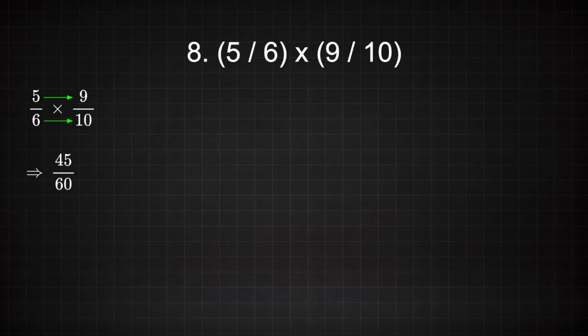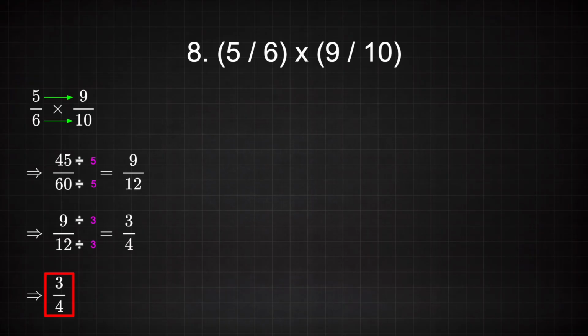Both of these numbers are divisible by 5. 45 divided by 5 is equal to 9, and 60 divided by 5 is equal to 12. Therefore, the fraction becomes 9 over 12. We can still simplify. 9 and 12 are both divisible by 3. We get 3 over 4, and this is our answer.